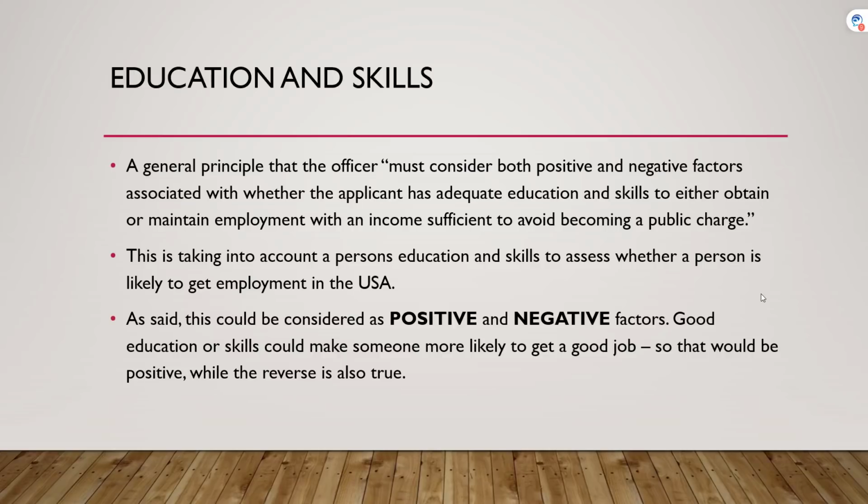Okay, the next one is education and skills. The rules talk about the general principle that the officer must consider both positive and negative factors associated with whether the applicant has adequate education and skills to either obtain or maintain employment with an income sufficient to avoid becoming a public charge. So this one is taking into account your existing education or your existing skills to see whether you're likely to get good employment in the USA. This could be a positive or a negative factor.